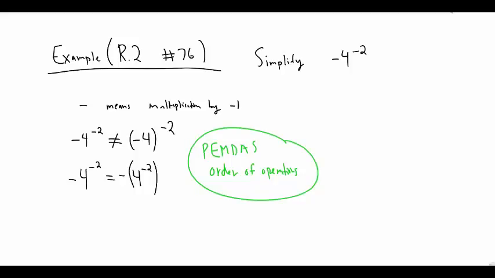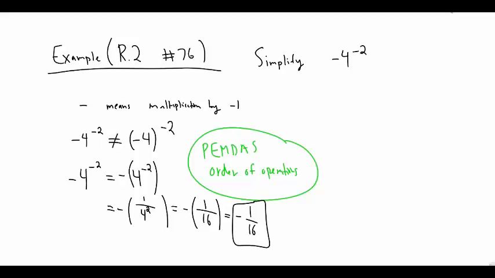Let's completely simplify this. What is 4 to the minus 2? Well, we saw that a power is equal to its reciprocal with the opposite sign for the exponent. So 4 to the negative 2 equals 1 over 4 squared. 4 squared is 16, so we have minus 1 over 16. This is our final answer, most simplified form. Let's do another example.